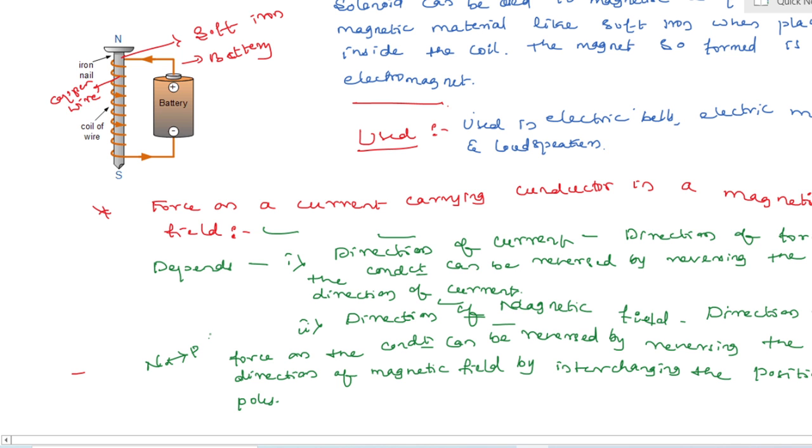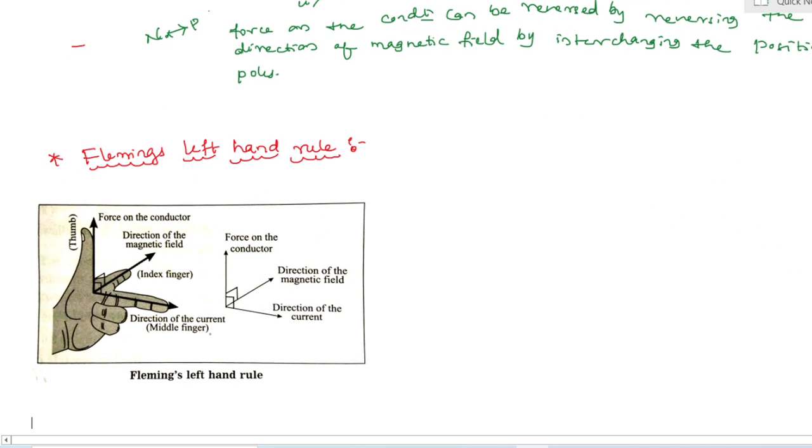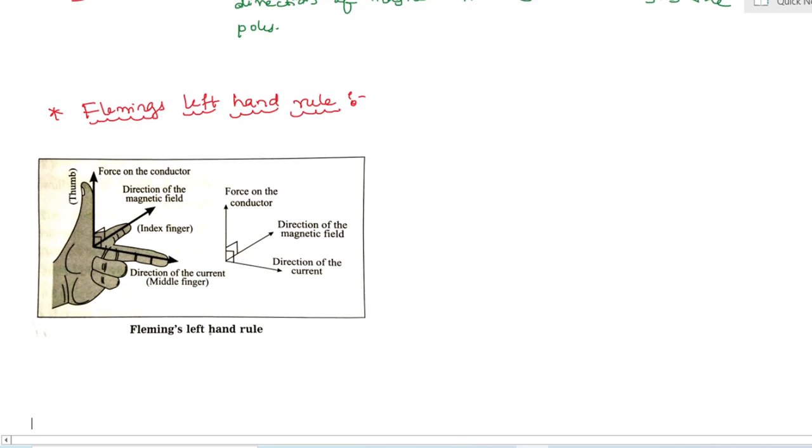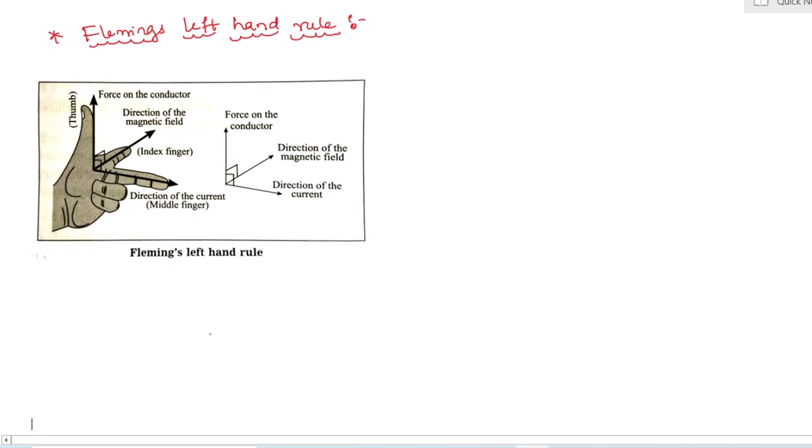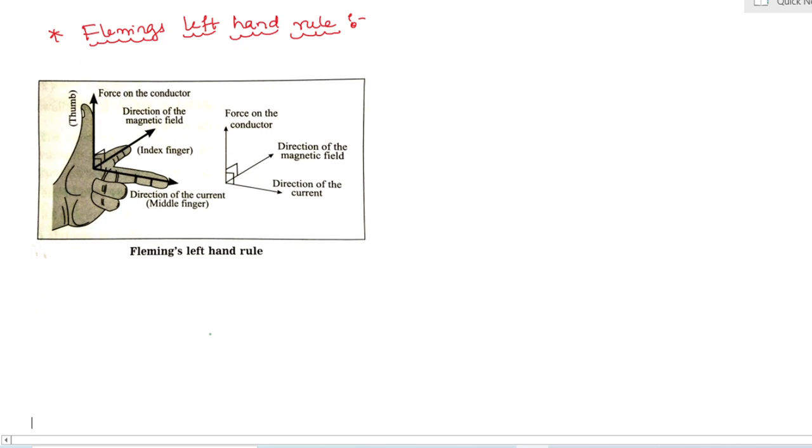Yes, my dear students, after discussing force on a current carrying conductor in a magnetic field, let us see Fleming's left hand rule. First of all, what does Fleming's left hand rule indicate? Here there are 3 fingers: thumb, index finger and middle finger. Each finger shows a different direction.